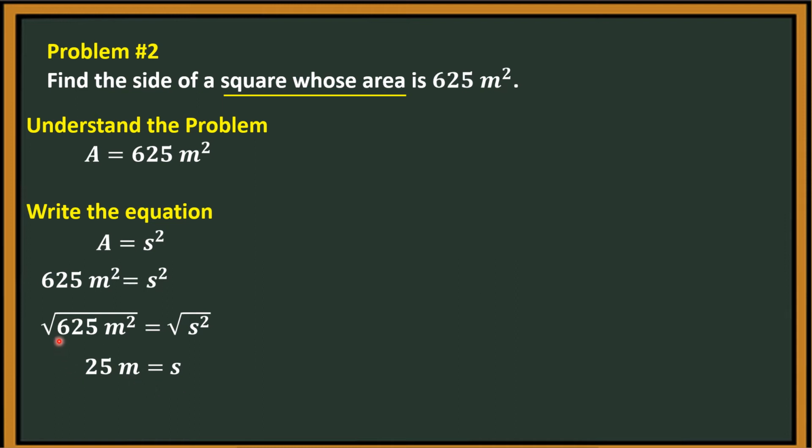Again, 625 is a perfect square, and M squared is also a perfect square, and S squared is also a perfect square. Get the square root of 625, which is 25. And then the square root of M squared, that is only M. Then get the square root of S squared, that is S. So, we will have now side S is equal to 25 meters. So, this is now the side of the square.